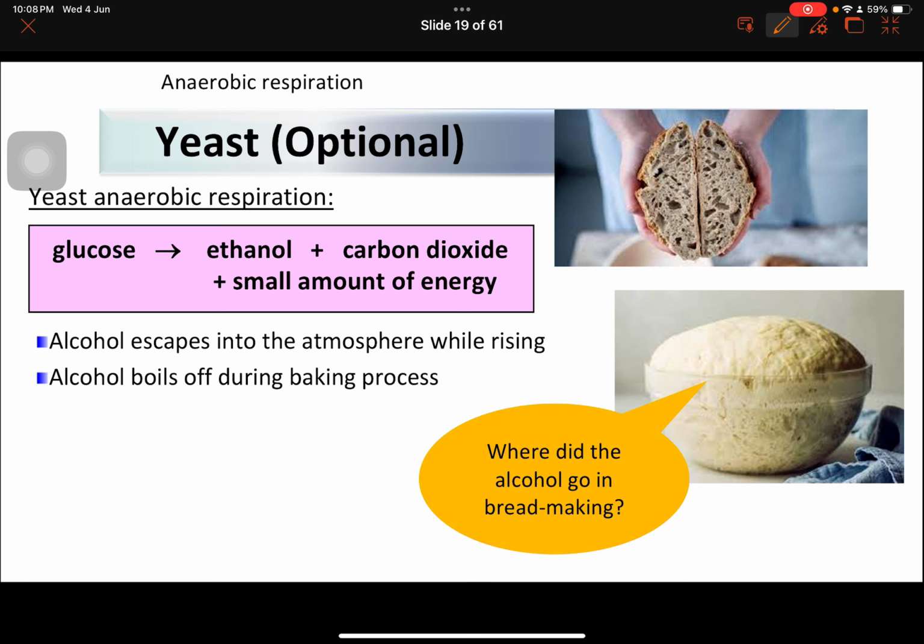So, those who mentioned that the alcohol escapes during bread making, you're absolutely right, because of the high temperature, the alcohol boils off during the baking process, so the bread that we are consuming is not alcoholic in nature at all.